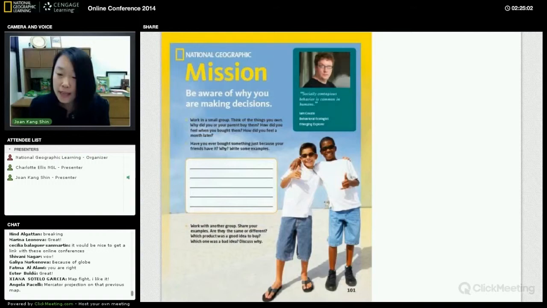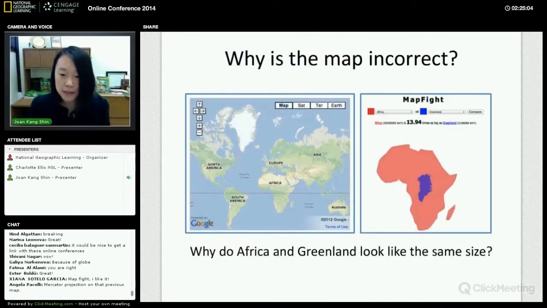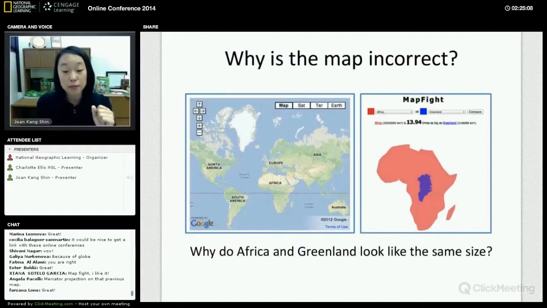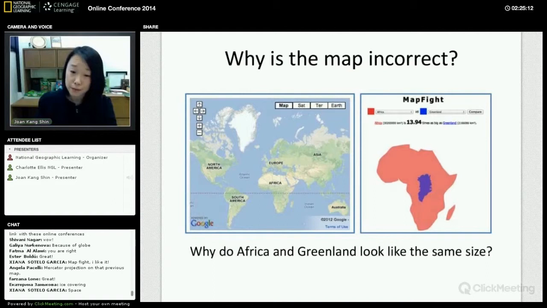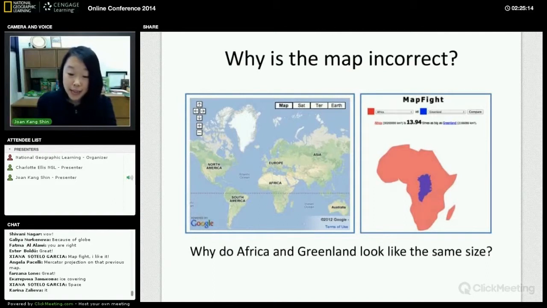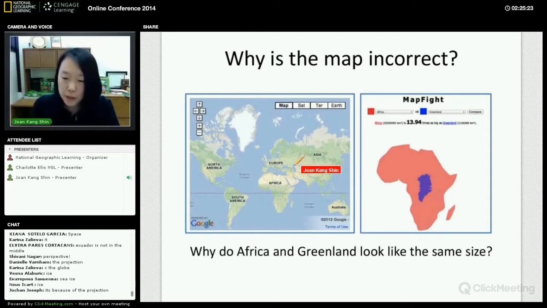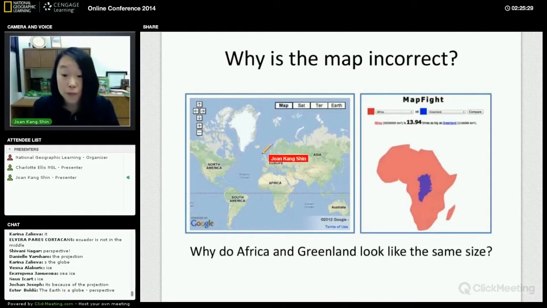So why is this map incorrect? I see some people who say because of the globe, maybe because the Earth is spherical, it's not flat. And I see Angela says Mercator projection on the previous map. That's right. So one of the explanations is that there's a Mercator line that exists here that was developed for navigation purposes from Europe to the Americas.